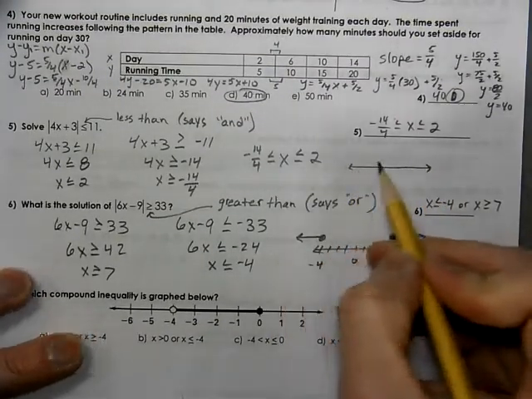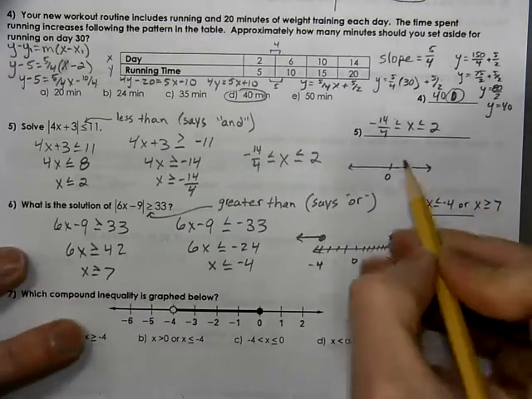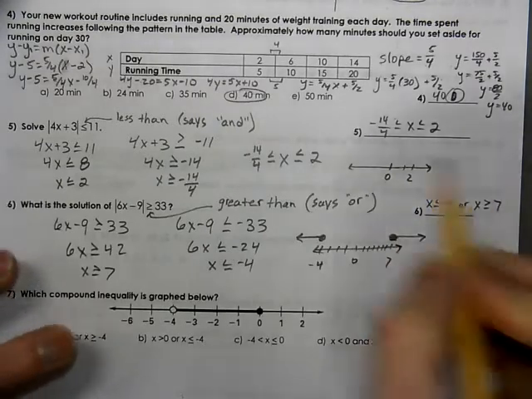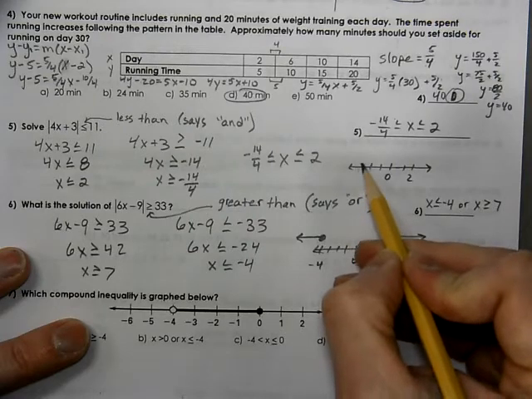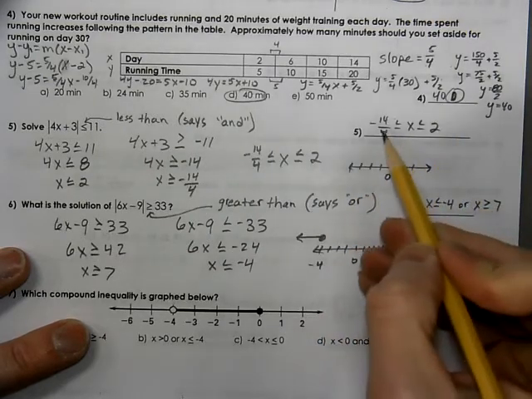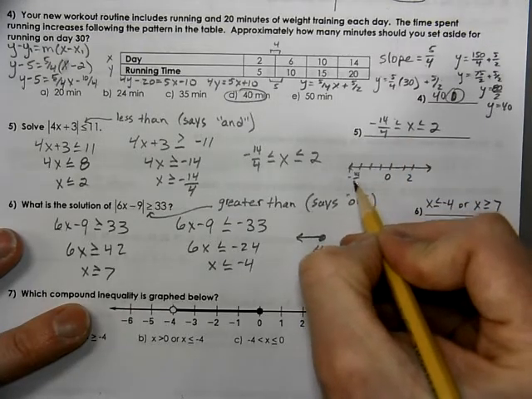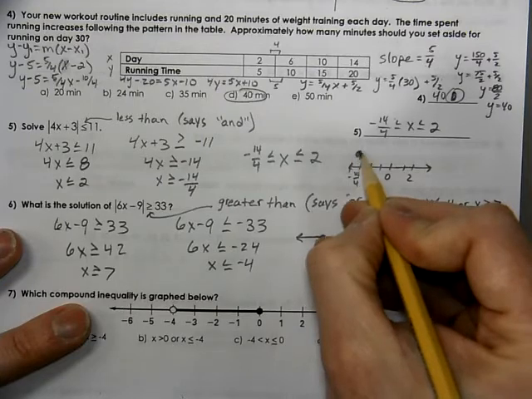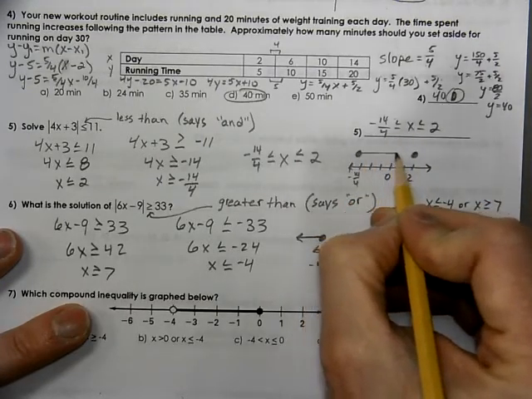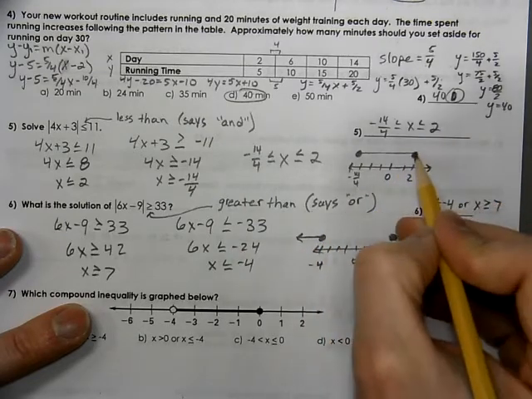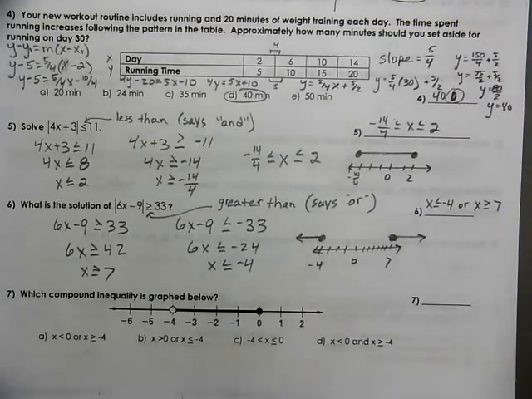Up here, when we were dealing with problem number 5, this goes into there just over 3 times, so negative 14/4 would be around here. It would be greater than that. It would be less than that. So when you have a segment, it's called an and statement.